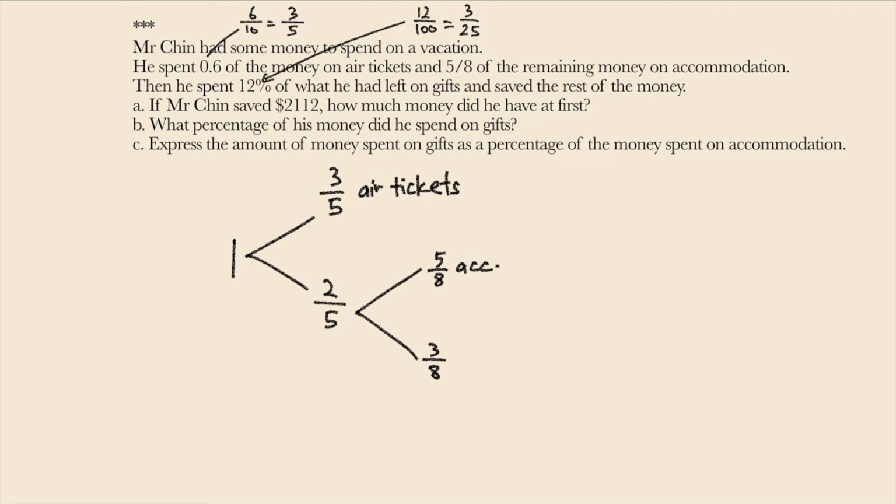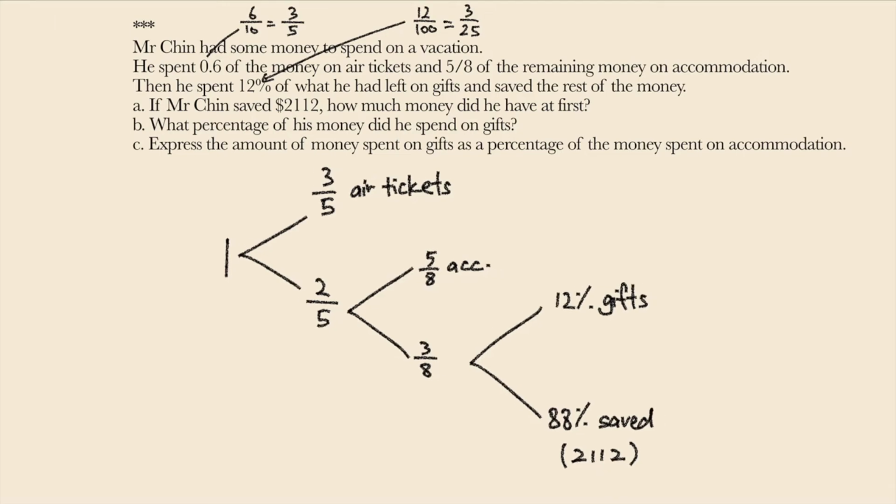Then 12% of what he had left. Well, you can either write 3/25 or you can write 12%. Now, knowing that the total has to add up to 100%, this is 88%. And we are told the actual savings. We can form an equation with that.